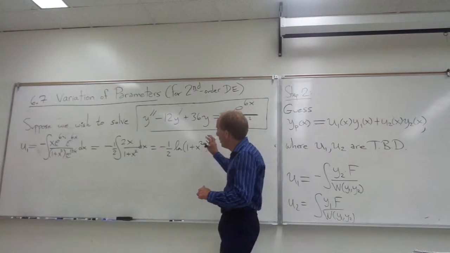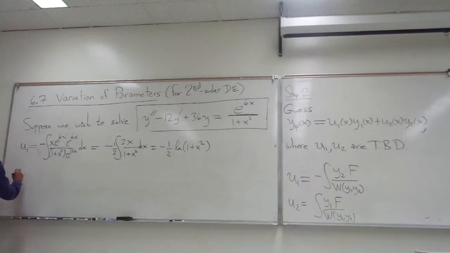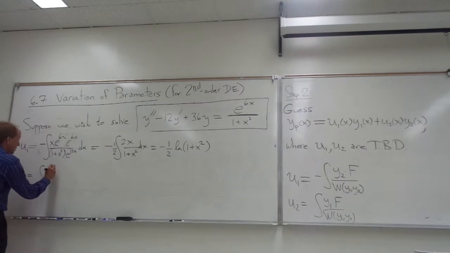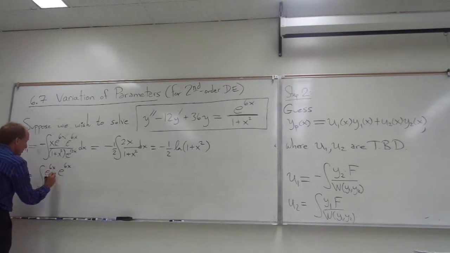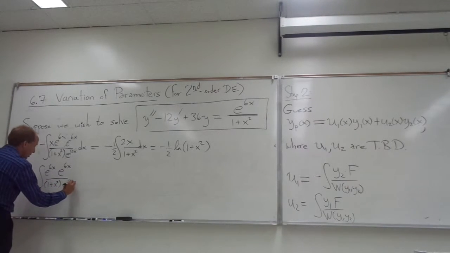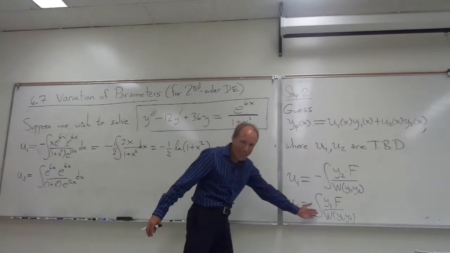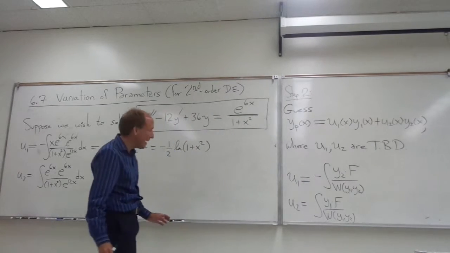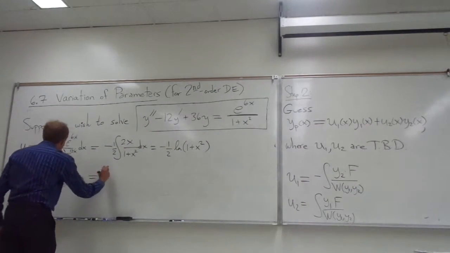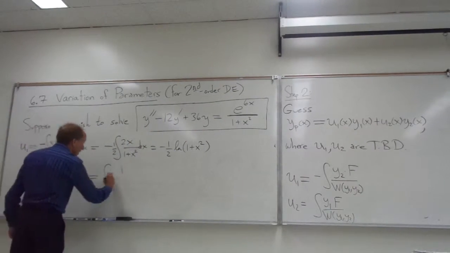Okay, so that's u1. And then the other formula is u2. u2 is positive the integral of y1, which was e to the 6x, times f, which is e to the 6x over 1 plus x squared. And then e to the 12x goes on the bottom again. So this is the integration that we have for the u2. Again, I'm just using this formula right here for u2. All right? Great. So as before, the exponentials all cancel out.